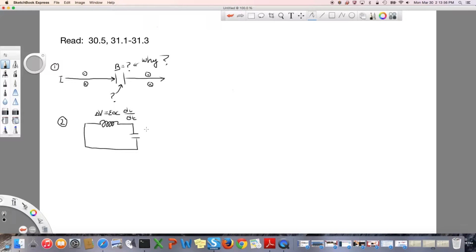We also know here across the capacitor that the potential difference for the capacitor was proportional to the charge. If we put those two things together and do a loop rule, what we get is a differential equation that looks something like this. Where L is some constant, and di dt is simply the second derivative of the charge with respect to time.